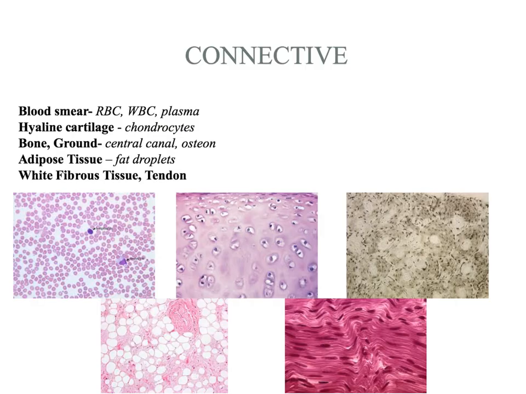Okay, so here are the different slides that you'll be looking at. We will have a blood smear slide, and that's going to be made up of mostly red blood cells and a few white blood cells, which are the ones you see here in purple. We are going to have hyaline cartilage, which is this one here. And in that, you are going to see these structures here. And those are called chondrocytes.